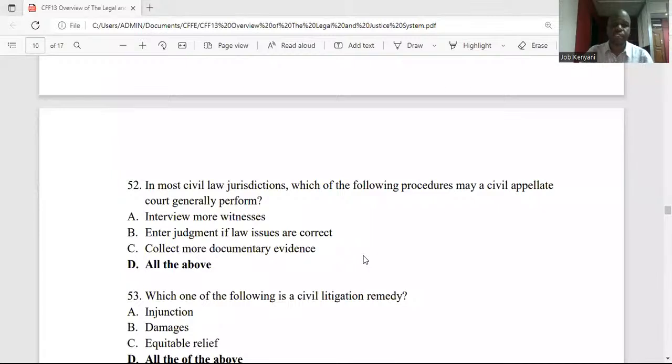In civil law jurisdictions, which of the following procedures may a civil appellate court generally perform? Here is where we are saying they do a lot of inquiries or investigations. The options: interview more witnesses, enter judgment if law issues are correct, collect more documentary evidence. So collect more documentary evidence, and that is, I think, what we saw. It is normally carried out under the inquisitional judicial process. So I think we can review or remind ourselves there.